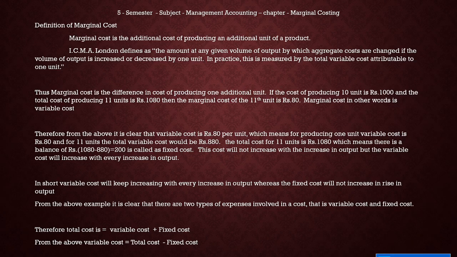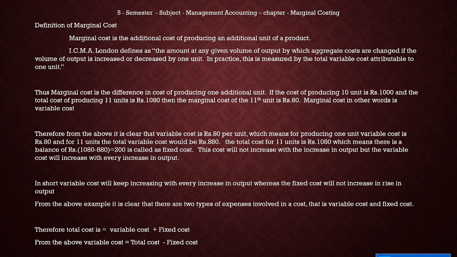Now let us see how ICMA London has defined this marginal cost. The amount of any given volume of output by which aggregate costs are changed if the volume of output is increased or decreased by 1 unit. In practice, this is measured by the total variable cost attributable to 1 unit. So that is how it is defined in the ICMA London definition.